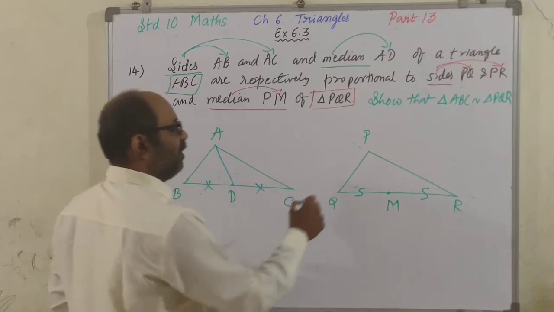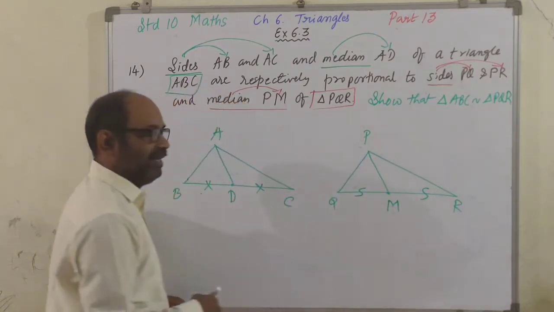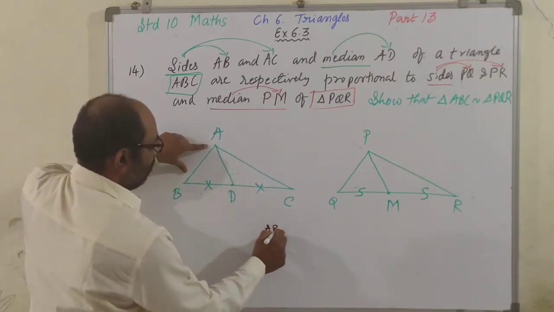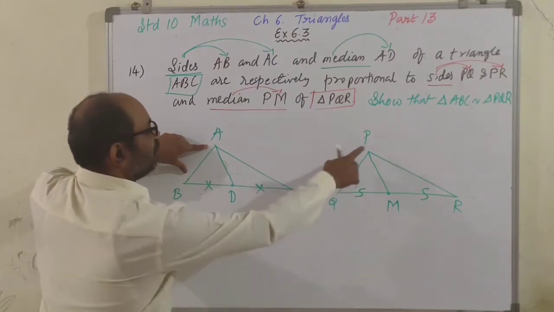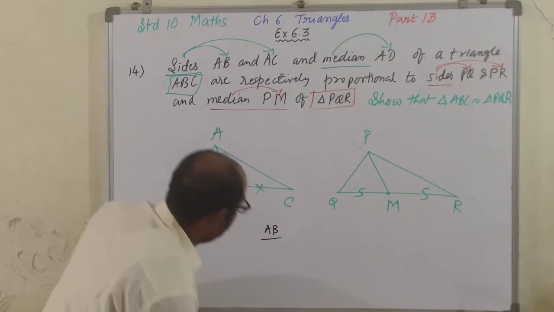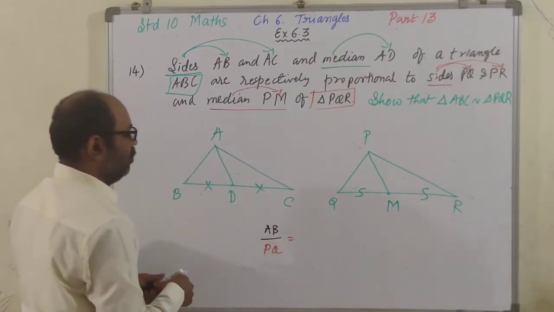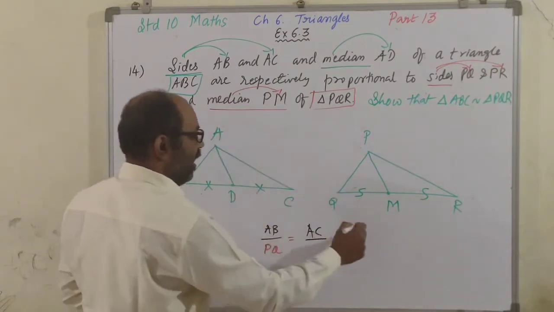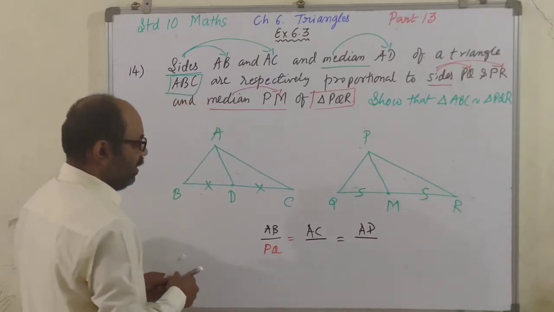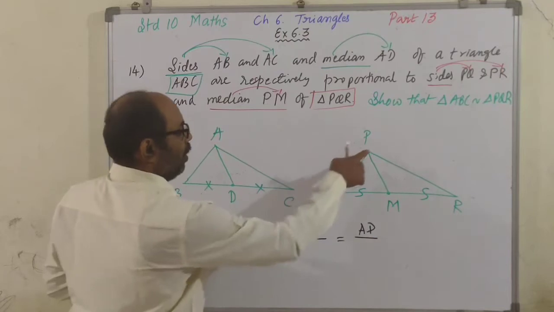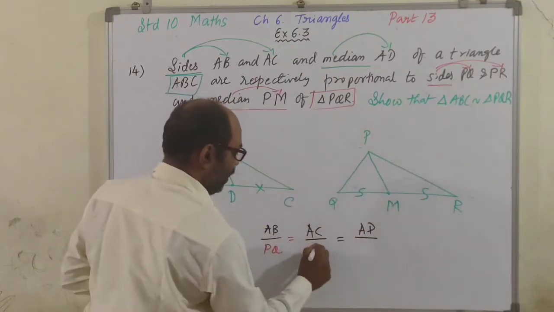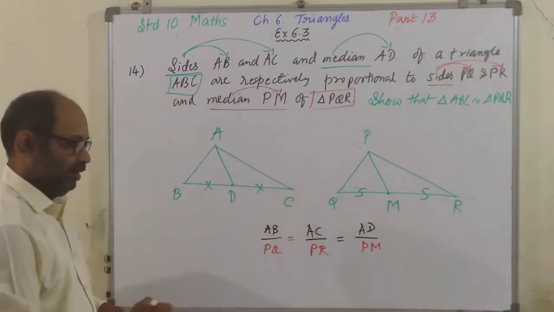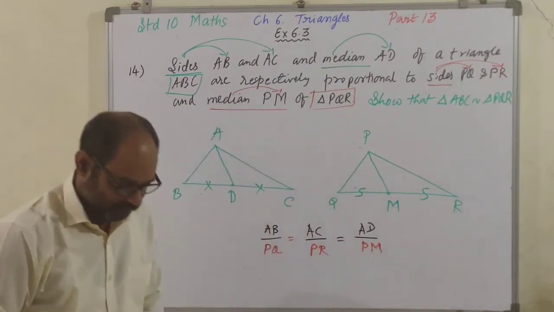If you join A with D, it's a median. Join P with M, that line segment is a median. Here, what is given? Side AB upon side PQ is equal to the other side AC upon PR, and the median AD upon PM. This is given to you.